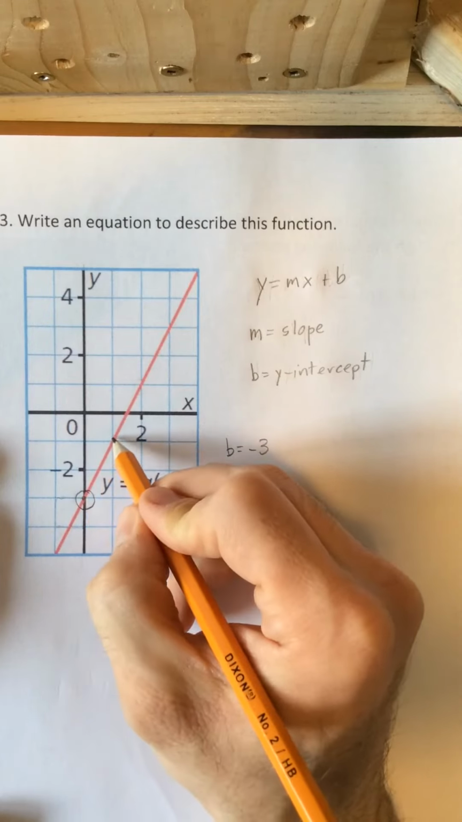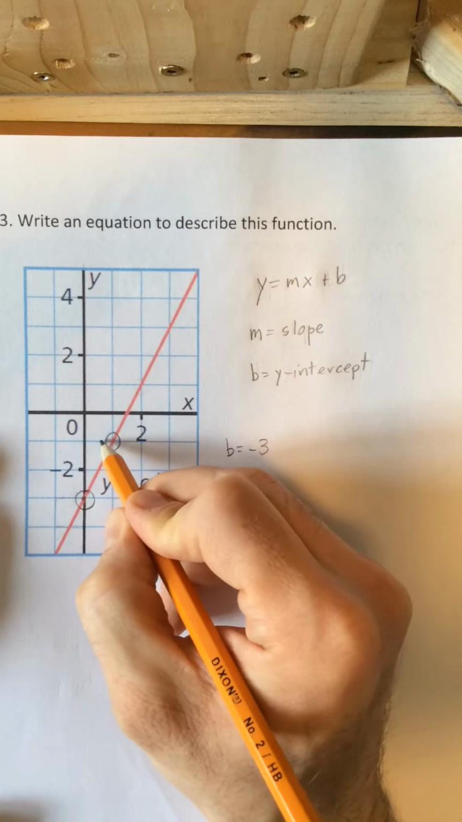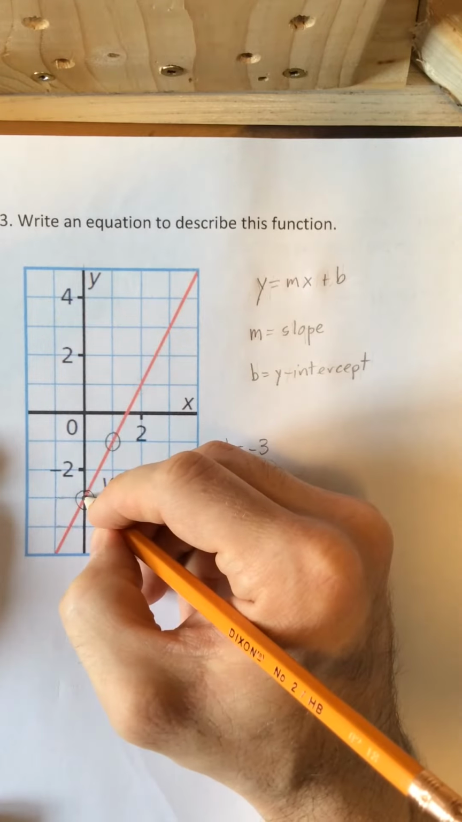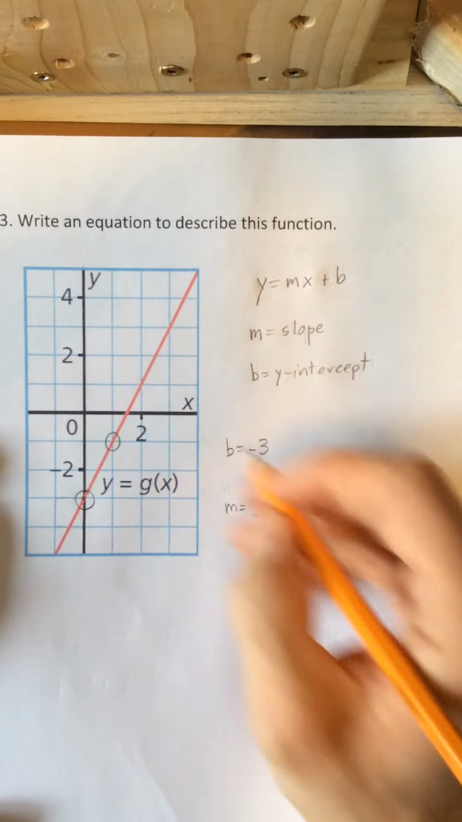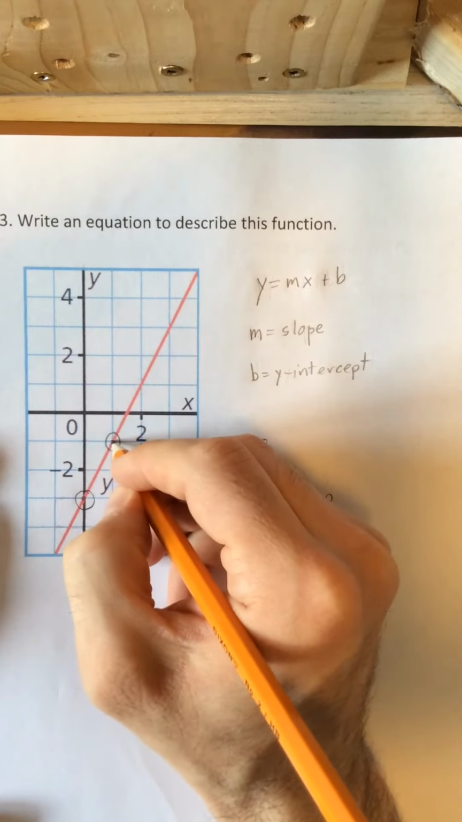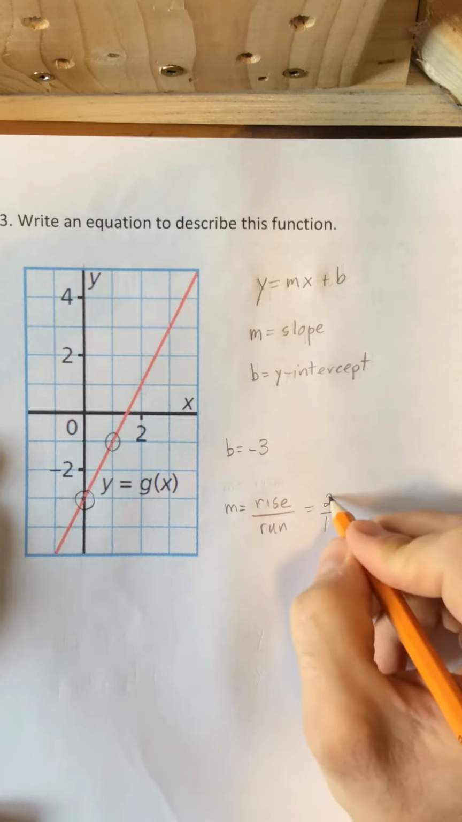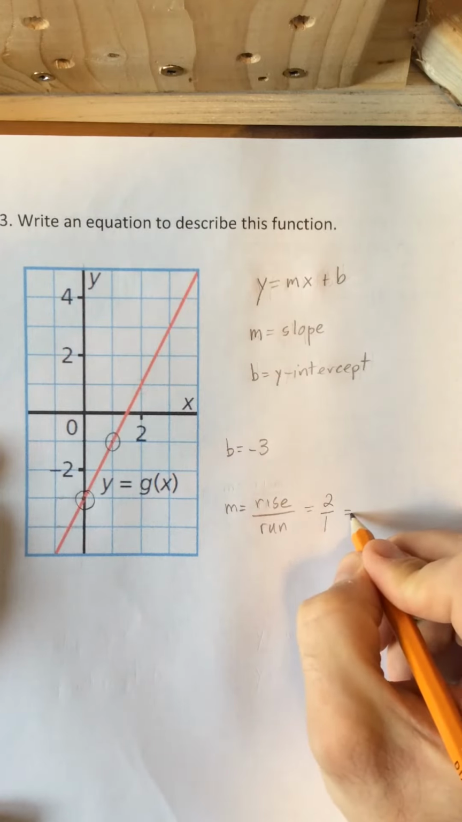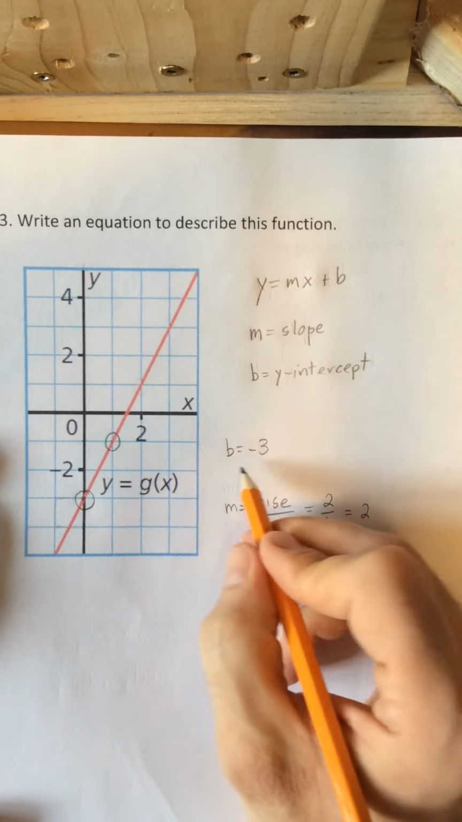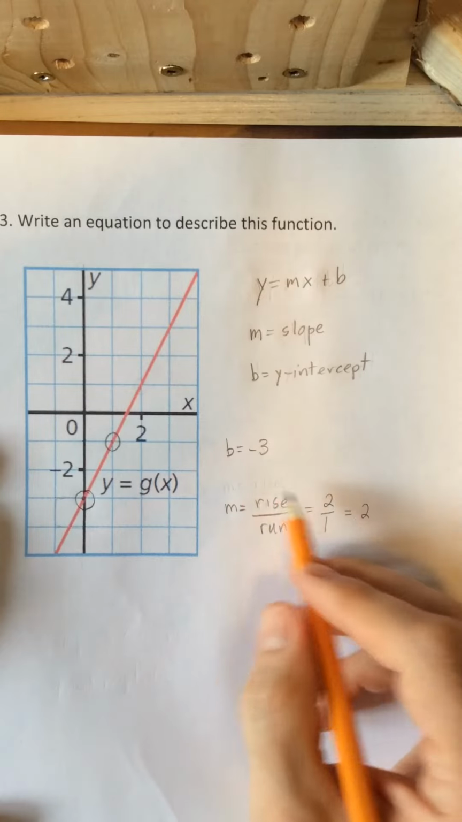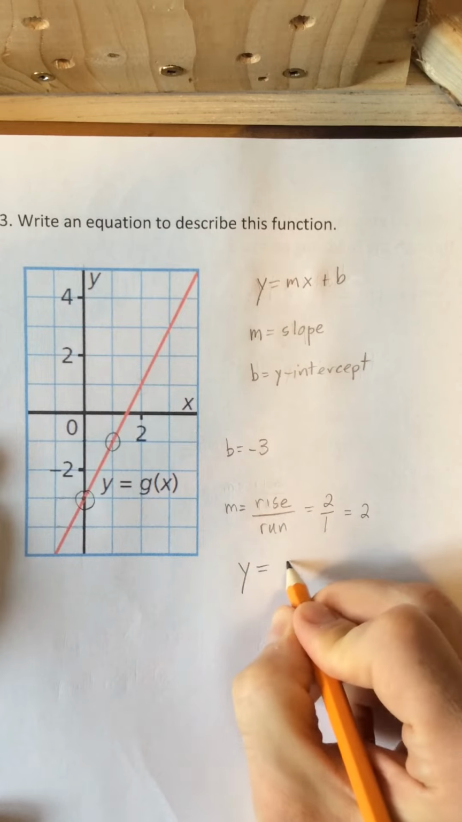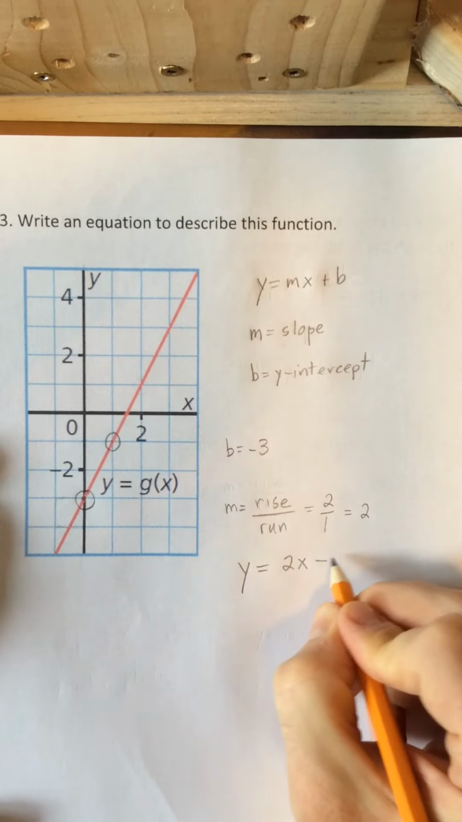But if we look, the next point where it crosses in a top right-hand corner of a grid square is right here. So if we look, the rise of this is it increases by 2. And the run horizontally goes over 1 space. So this slope is 2 over 1, or 2 over 1 can also be written as 2. So now that we know the b value and the m value, now that we know our y-intercept and our slope, we can write this in our equation. It's y equals 2x subtract 3.